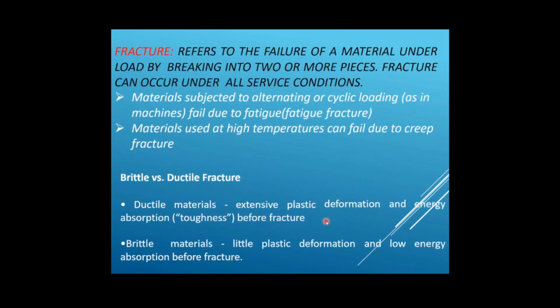Before defining brittle and ductile structure, what is meant by fracture of material? It refers to the failure of material under load by breaking into two or more pieces. Fracture can occur under all service conditions. As I told, mainly the fracture will occur in ductile materials and brittle materials. Ductile materials show extensive plastic deformation and energy absorption before fracture. But brittle materials show little plastic deformation and low energy absorption before fracture.